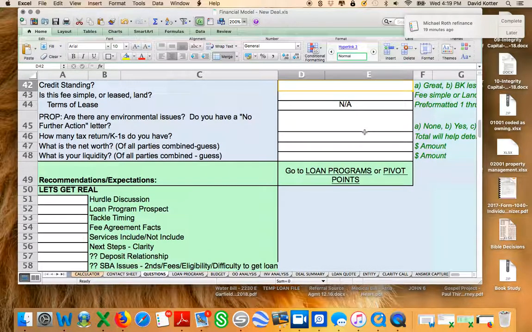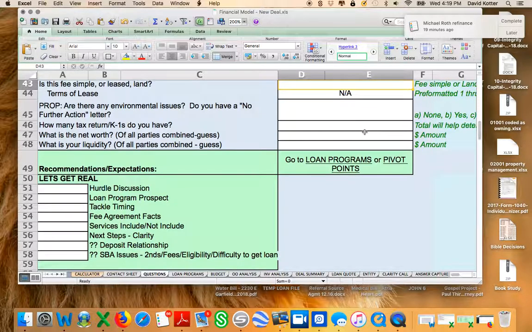Credit standing. Do they have any credit issues? Bankruptcies, foreclosures, short sales, late pays, what's their FICO score? We want to know all those things, so make sure that you definitely put that in place. Is this a fee simple property or a leased land? Fee simple means that they're going to own the property themselves. Leased is just what it is. Are they leasing the land? And if they are, what are the terms of the lease?